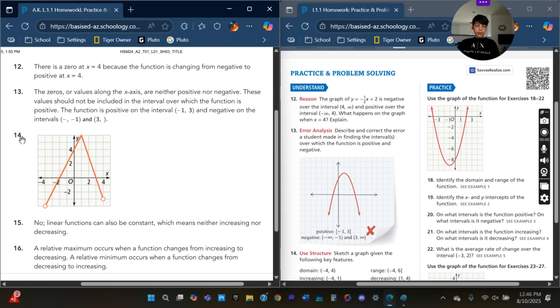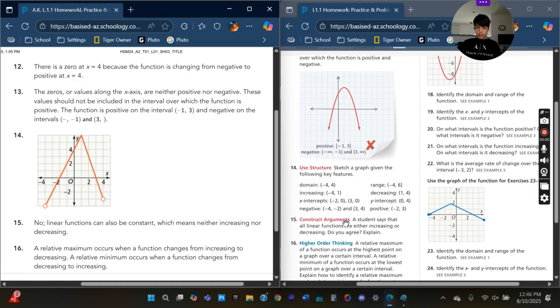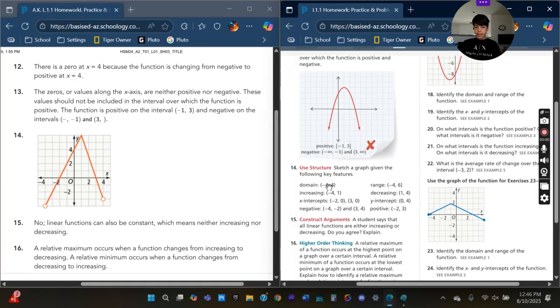For number 14, it's asking us to sketch a graph using these features. It wants us to have the domain at negative 4 and 4. So you can just go ahead and put a point on it if you're graphing it. Make a graph and put a point at negative 4 and a point at 4. Keep it at 0, so negative 4 and 0, and 4 and 0. We'll erase it and fix it after.